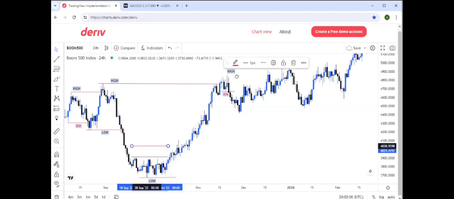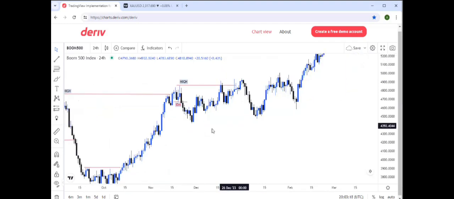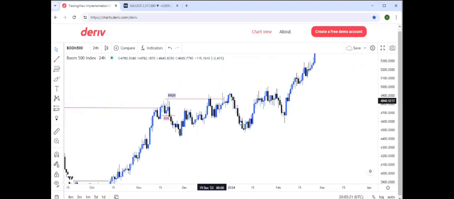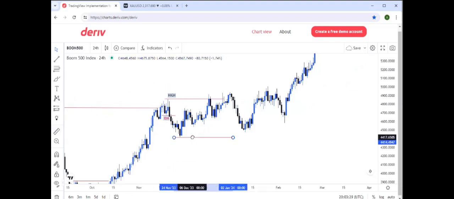So we have a new high somewhere around here. To validate our new low, we need price to actually close above, not wick out. We need price to close above, but then we have our new low somewhere around here.